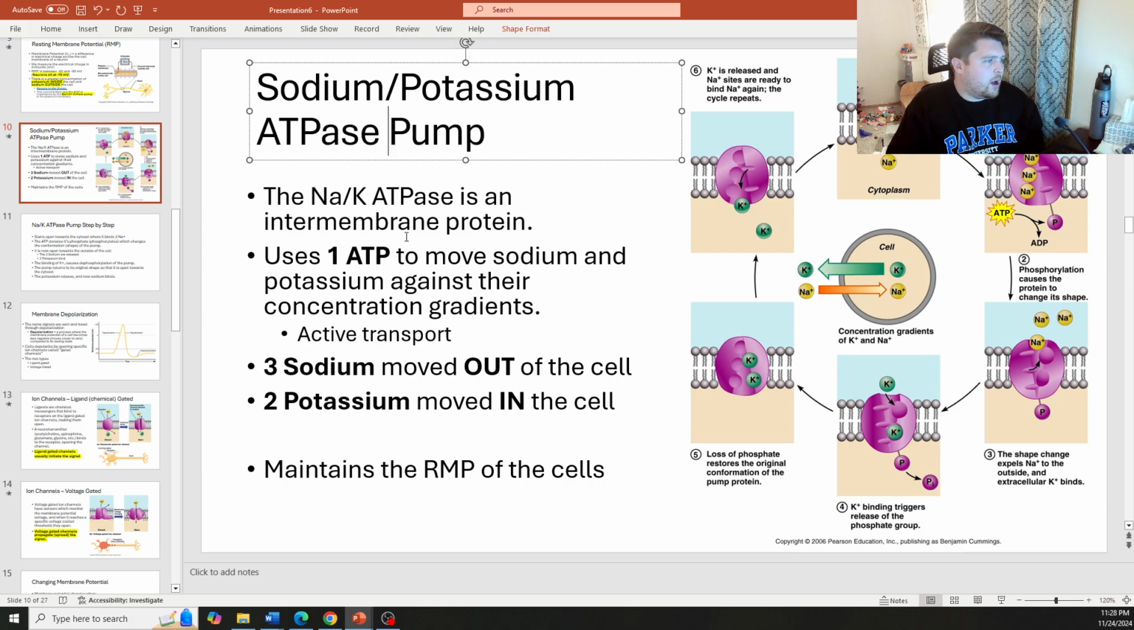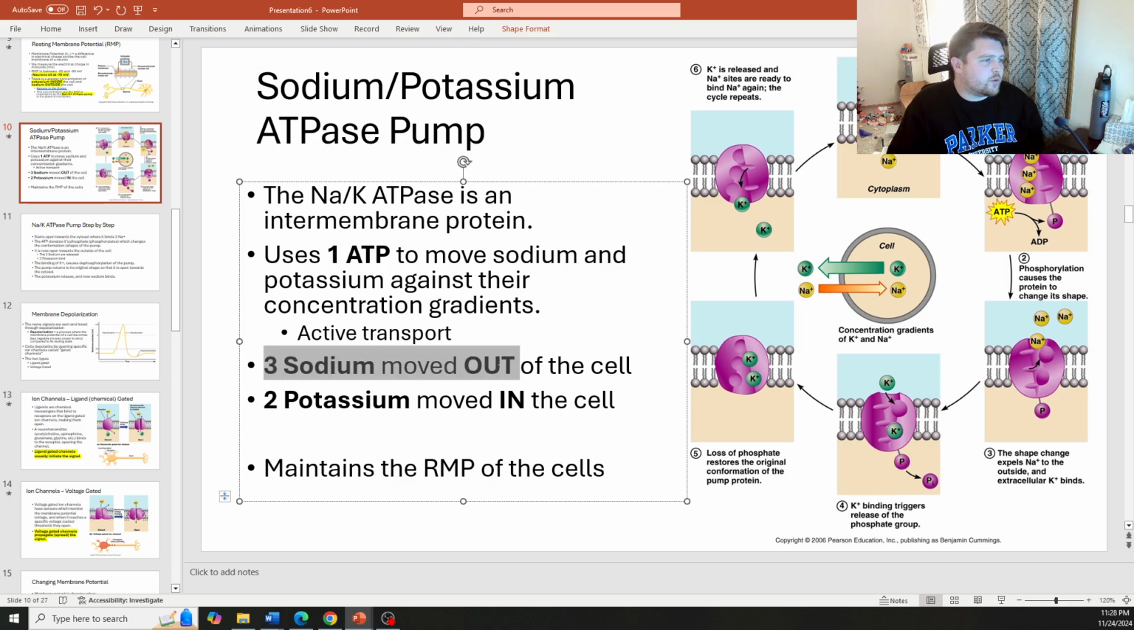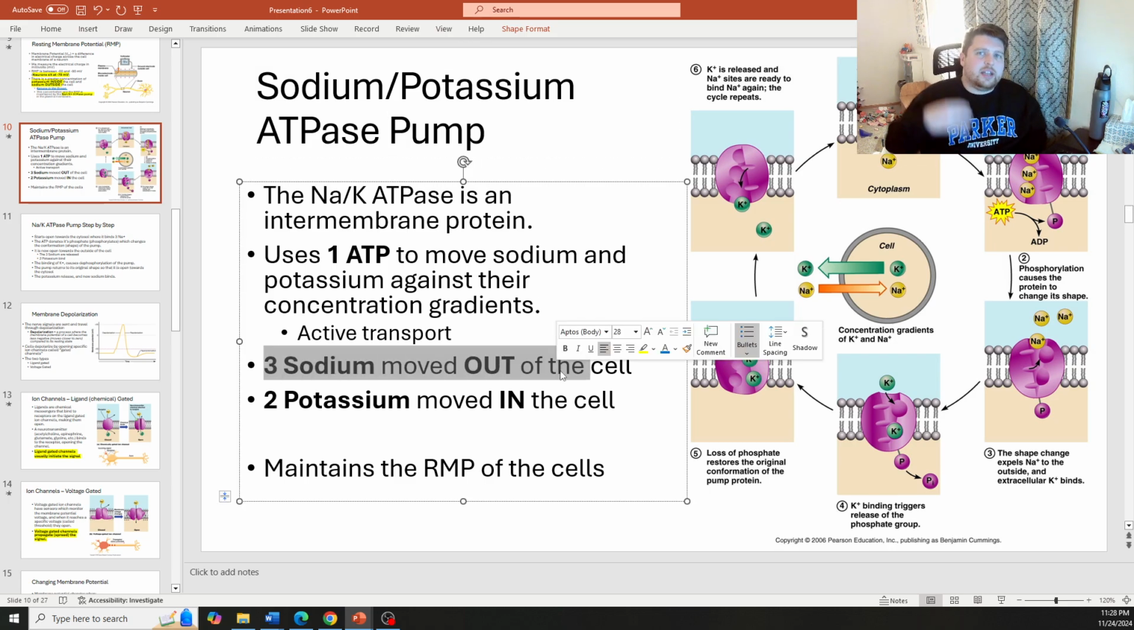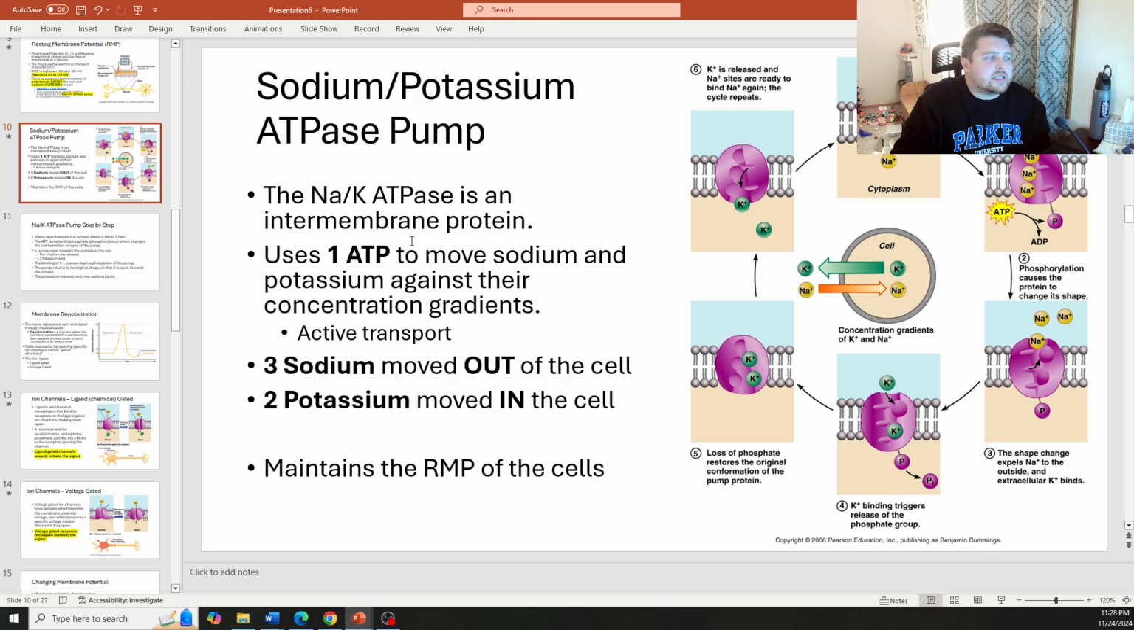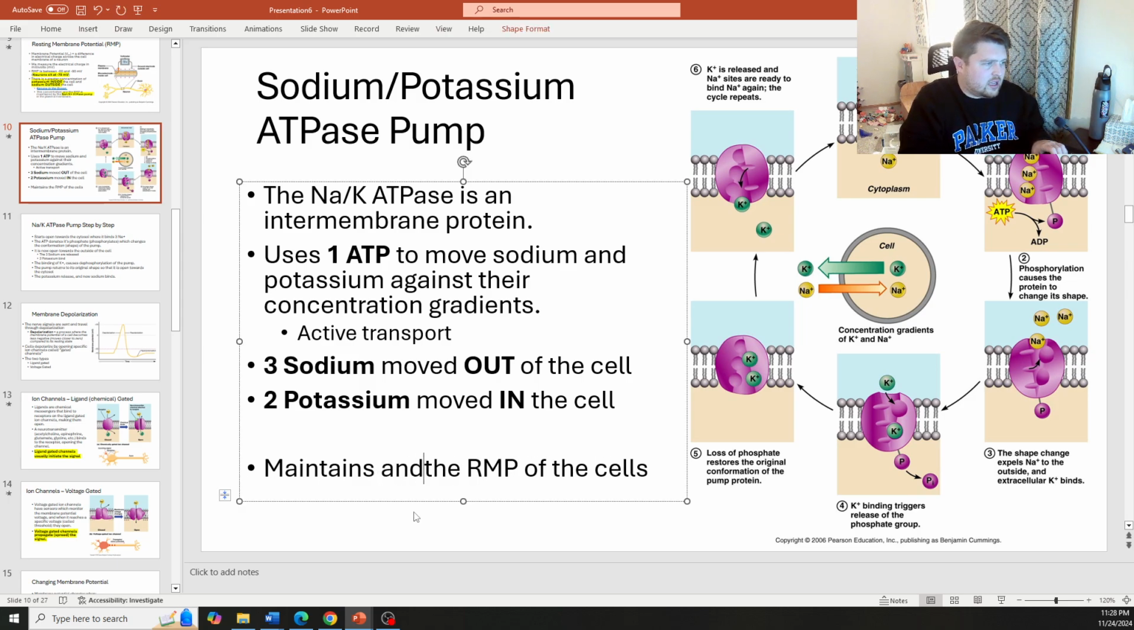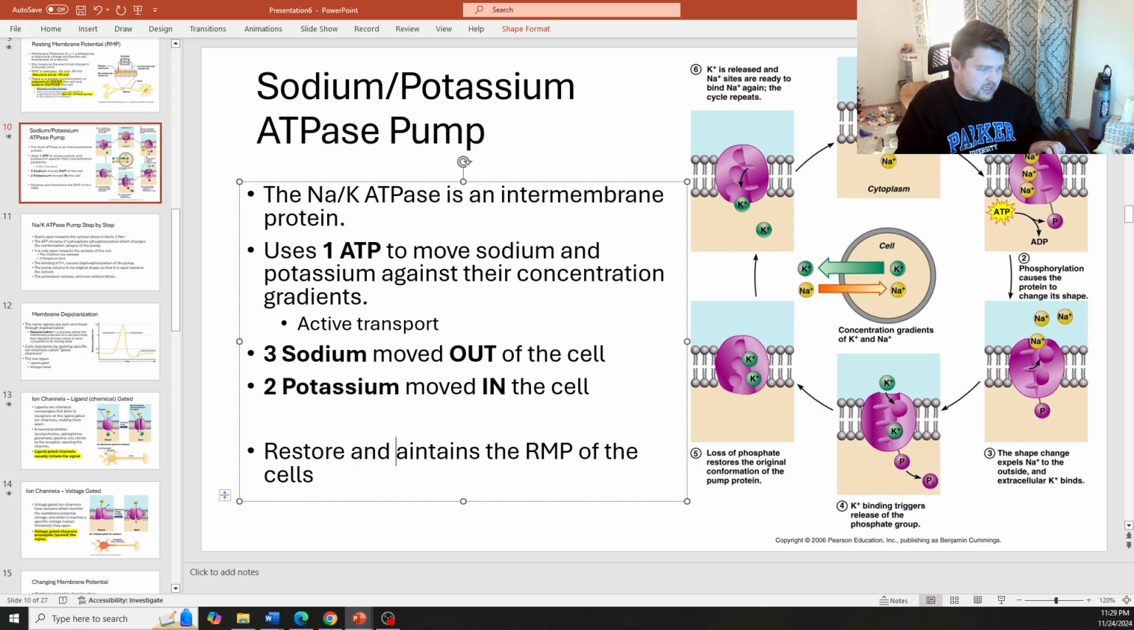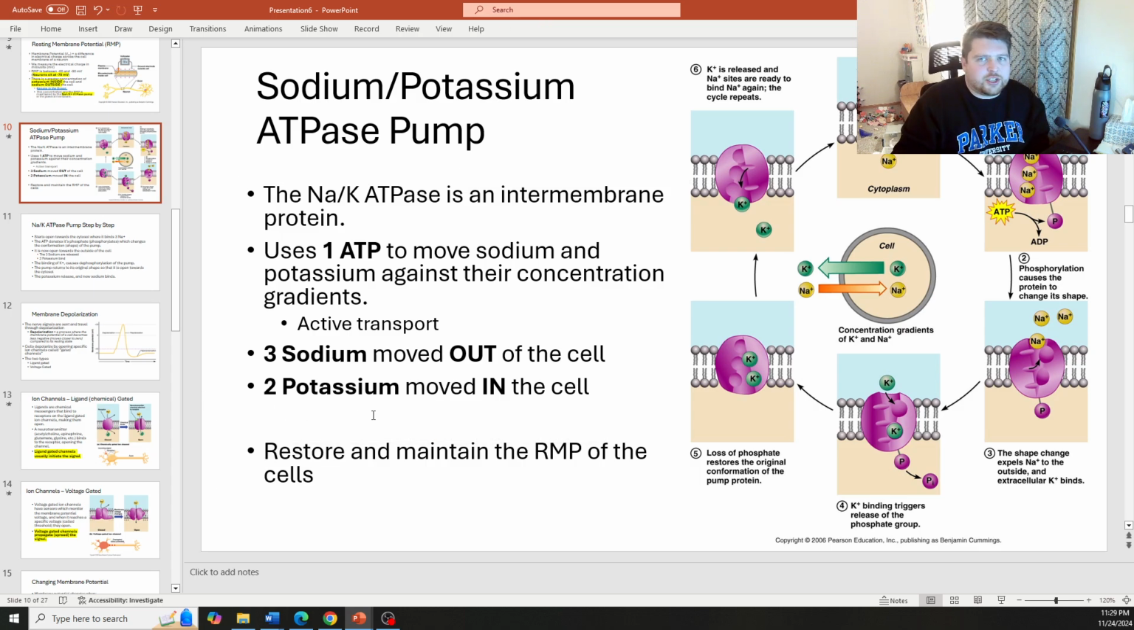What this pump does is it takes 3 sodium from the inside of the cell and dumps them to the outside, and then it grabs 2 potassium from the outside and brings them back inside. It consistently does that to help maintain, as well as restore, the resting membrane potential of the cell. We'll talk about that restore part in just a little bit.